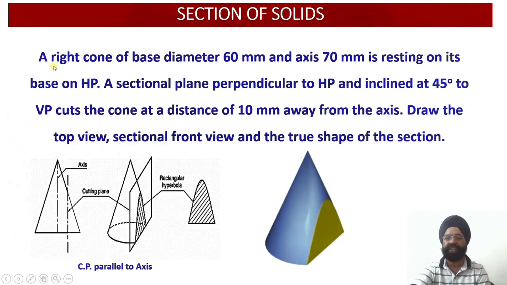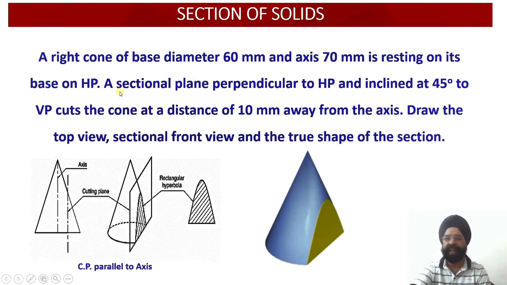Now let us read out the statement. We have a right cone having a base diameter of 60 millimeter, axis height is 70 millimeter, and it is resting on its base on HP. Since the cone is resting with its base on HP, in the top view the true shape of the base of this cone, that is the circle, will be drawn. This will be drawn in the top view, below the XY reference line.